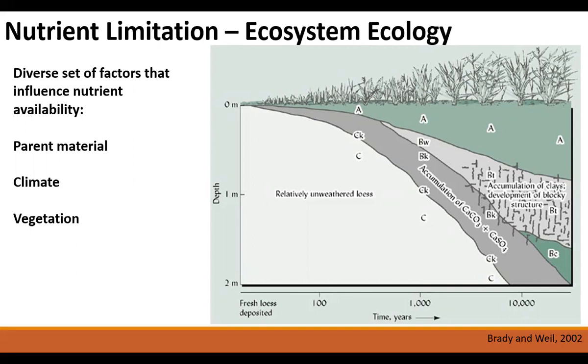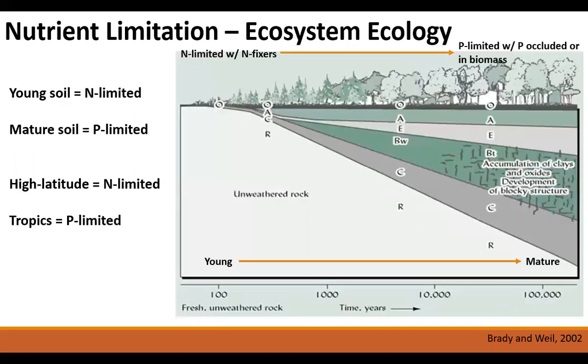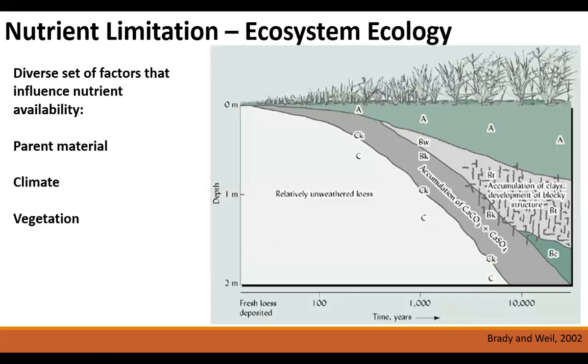So what we can say then about parent material is that this loess is going to have a different amount of P available, say, than this unweathered rock. And based on climate, that P is either going to stay longer, or be removed quicker, or occluded, or taken up in biomass, based on how wet it is, how warm it is. And also vegetation is a big player in controlling nutrient limitation itself, because it is a big proponent of how the soil itself develops.